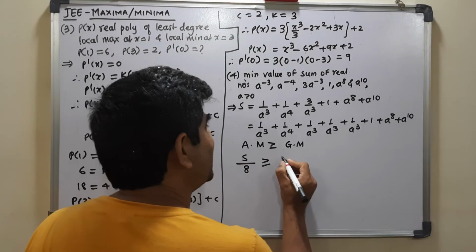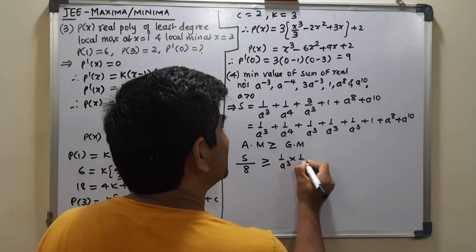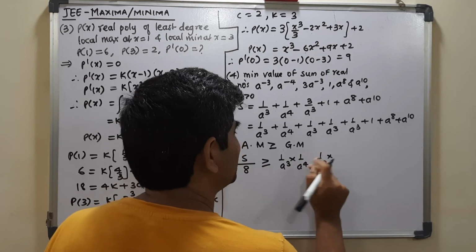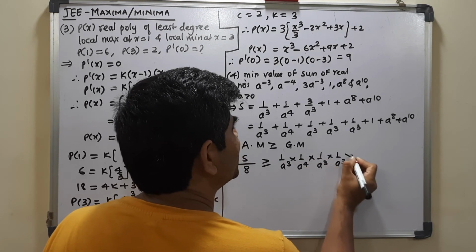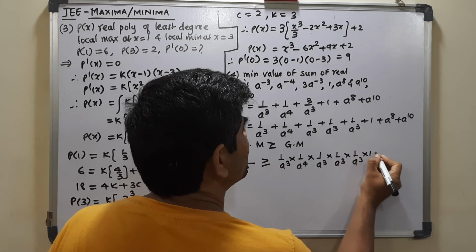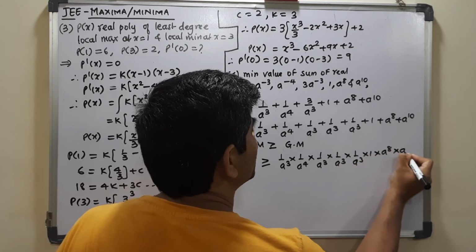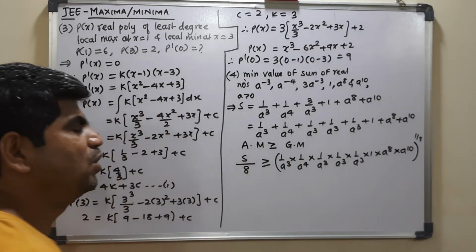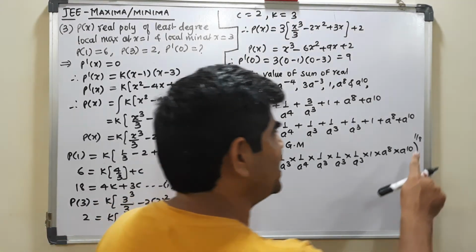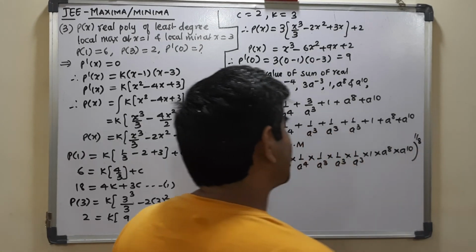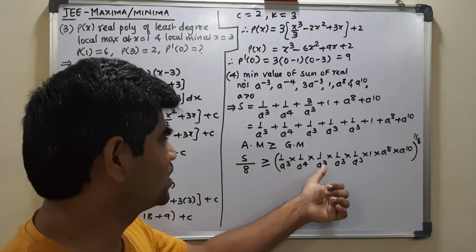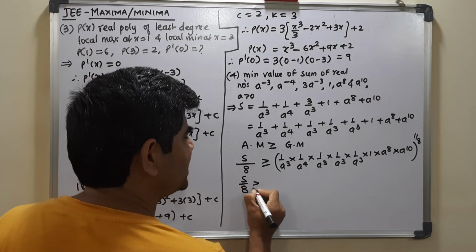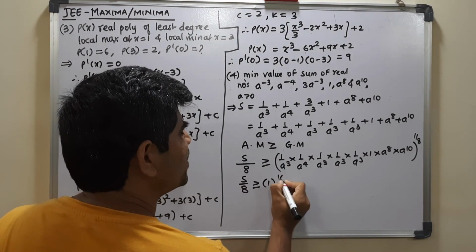So here it is 1 by a cube into 1 by a raised to 4, sorry, here not plus, everywhere into, 1 by a cube into 1 by a cube into 1 into a raised to 8 into a raised to 10. The whole raised to 1 by 8. Okay, 1 by n. So that your n is nothing but 8 over here. Okay, so you can see here 3, 4, 10, 16, 16. So it divides off. So S by 8 is greater than or equal to 1 raised to 1 by 8.